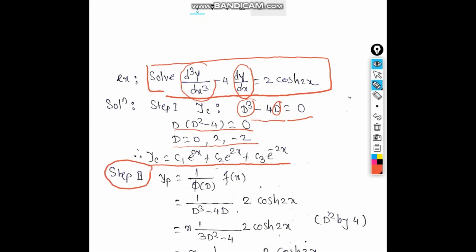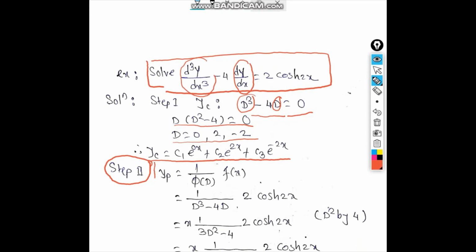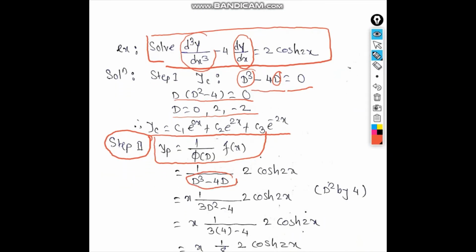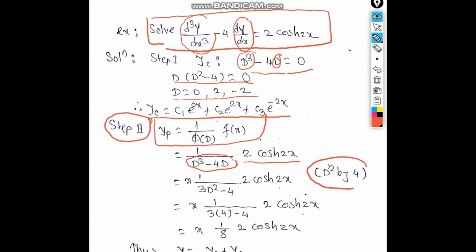Come to step 2. Step 2 is yp. Yes, the common formula is 1 upon phi(D) of f(x). In this case, phi(D) is D cube minus 4D, and f(x) is 2 times cos hyperbolic 2x. The method is that we now replace D square by plus a square, D square by plus 4. When we replace D square by plus 4, it becomes 4D minus 4D, so the denominator is coming 0. So we have to multiply by x outside.